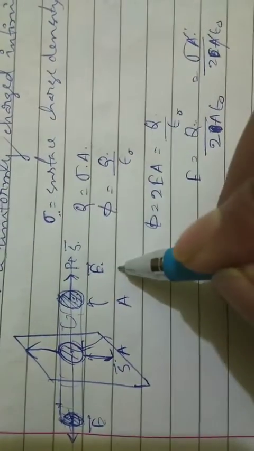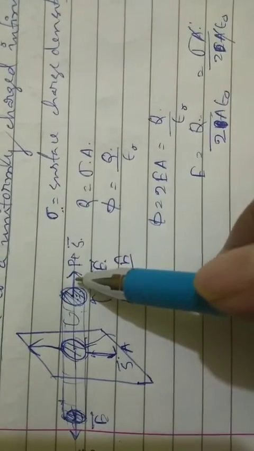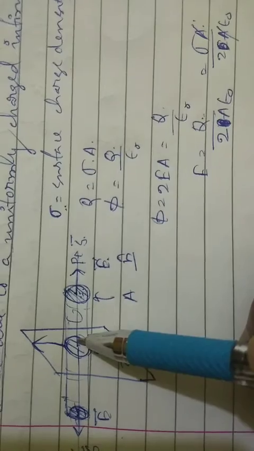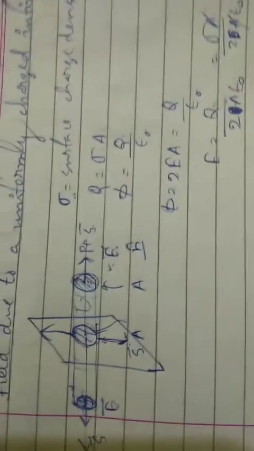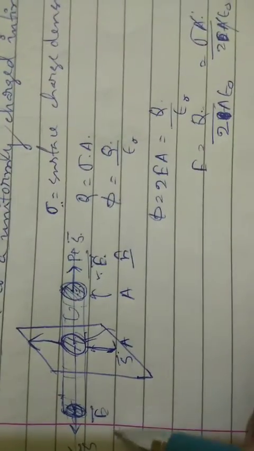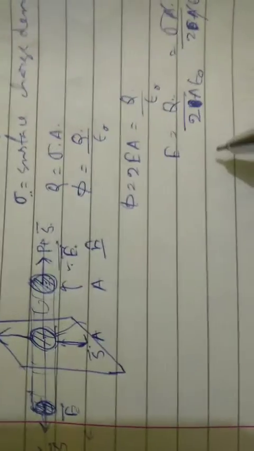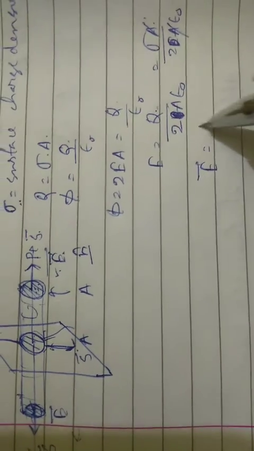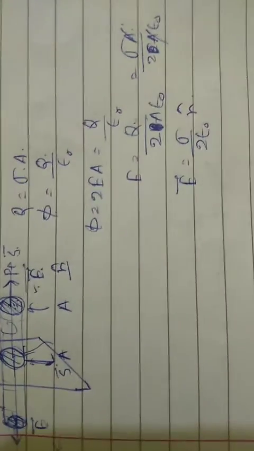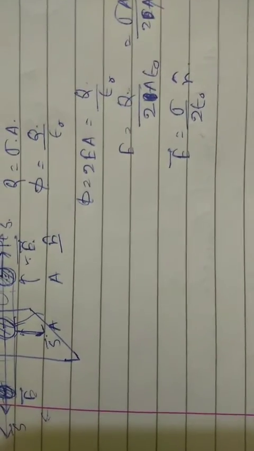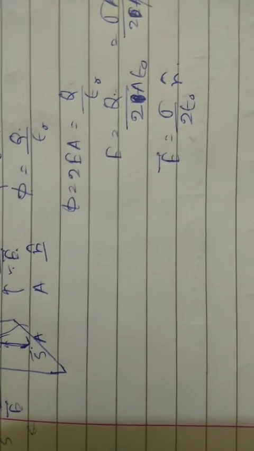Now if you take n cap as the unit vector, which is along the direction of the electric field, here it will be in this direction and here it will be in this direction. So you can write E vector equals sigma by 2 epsilon naught n cap. So this is the field due to an infinitely large plane sheet.